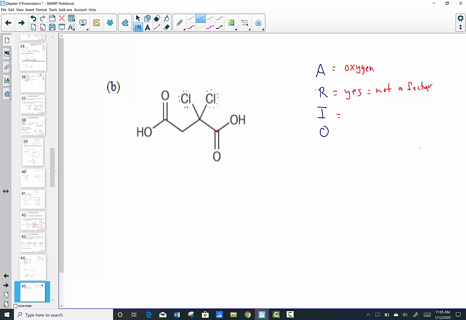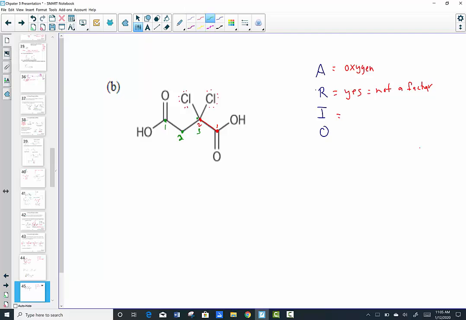It is closer to the electron withdrawing groups on those on carbon 2. It's only 2 carbons away instead of 3 carbons away. The closer it is, the more the inductive effect has the ability to stabilize the negative charge.